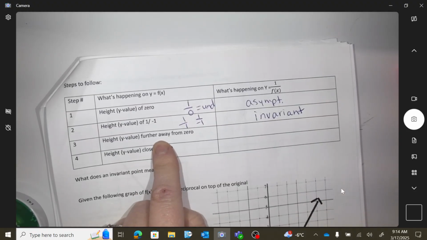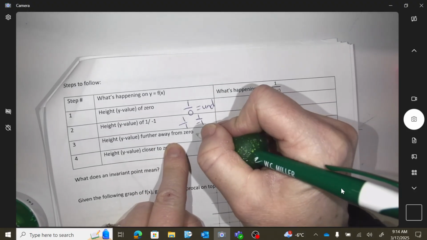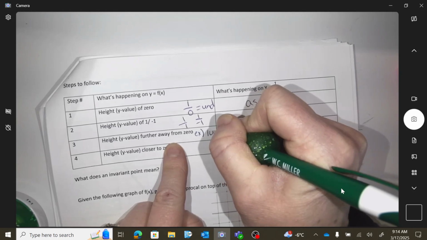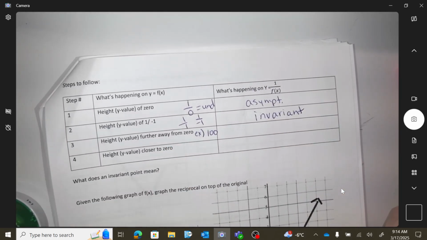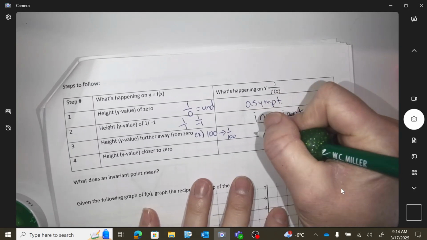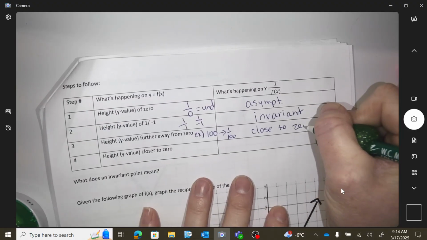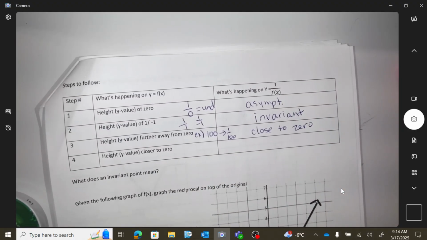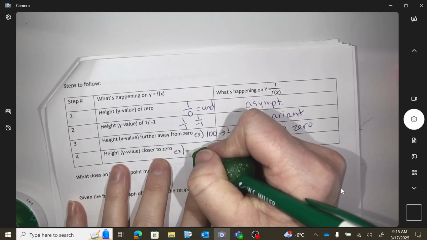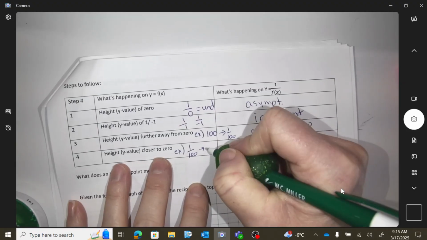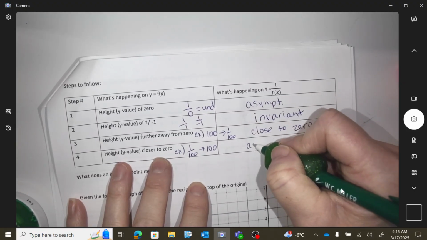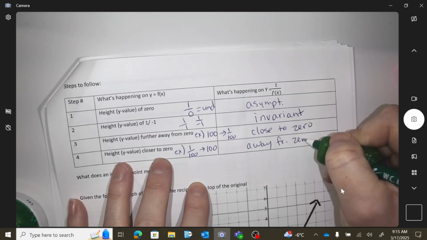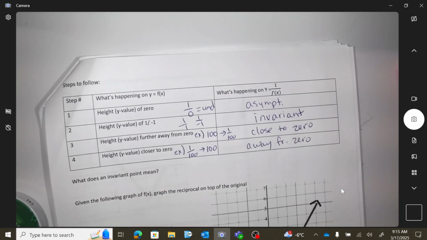If your number is far away from 0, for example, if you have a height of 100, the height of 100 is really far away, it will now go to close to 0, right? 1 over 100. So big to small, or small to big. Now if I'm close to 0, something fractiony, so if you have a big height, you become small. Small heights become big.